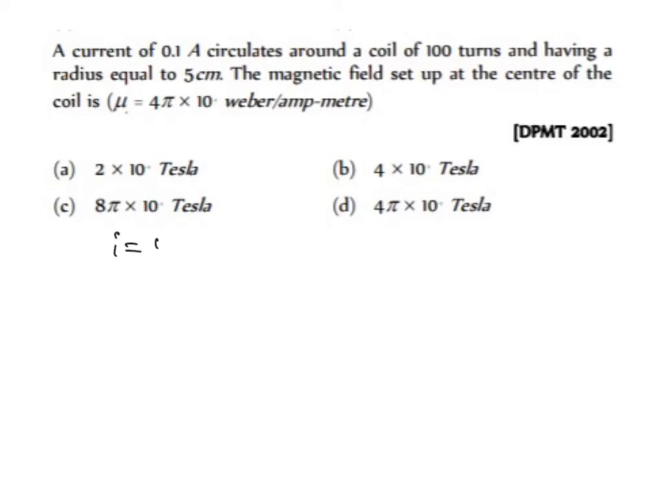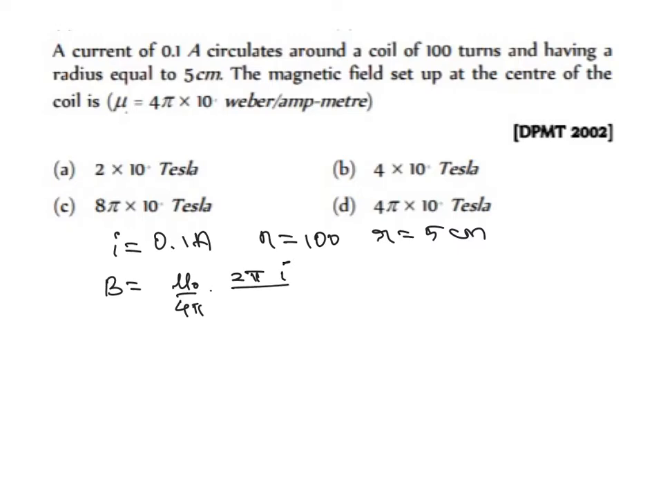Current I is given as how much? 0.1 ampere, right? And the number of turns is going to be how much? It is 100 turns, correct? And the radius is given as how much? Having a radius equal to 5 centimeter. Okay, so you know that the magnetic field due to a circular coil must be equal to mu naught divided by 4 pi into theta, in the sense it's a circular coil. That's the reason why theta is 2 pi, into n I divided by the distance or the radius r. This is what we have studied, right?